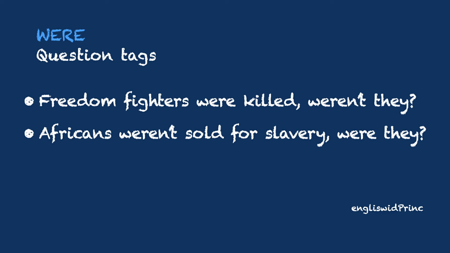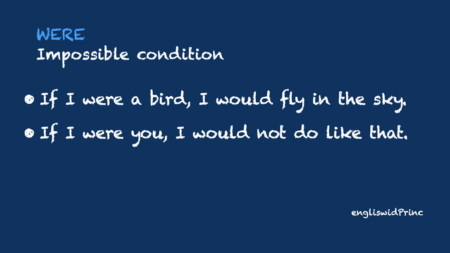Next, question tags. Freedom fighters were killed, weren't they? Next, Africans weren't sold for slavery, were they? Next, impossible conditions. Were is used for impossible conditions. Example 1. If I were a bird, I would fly in the sky. That is how I said it is impossible condition. It is used in impossible conditions.